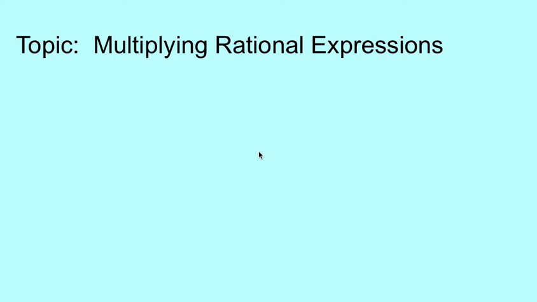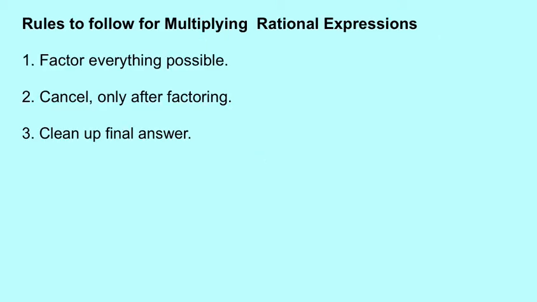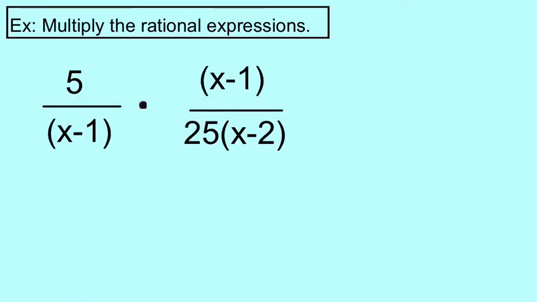We're going to now multiply rational expressions. The rules are here. You want to factor everything first, then cancel only after you factor, and then clean up your answer. So here's our first example.